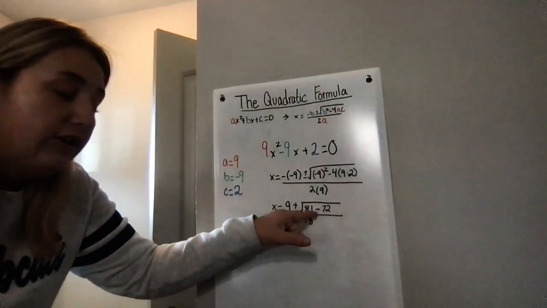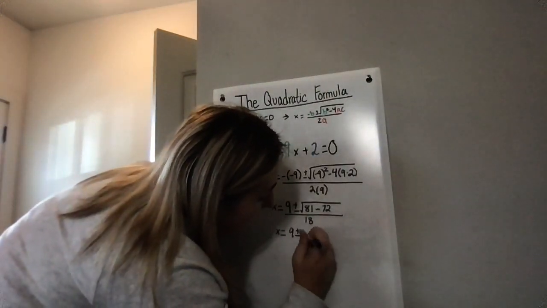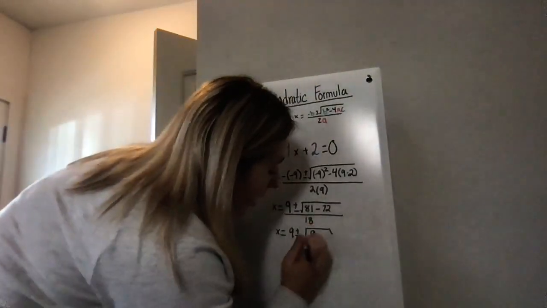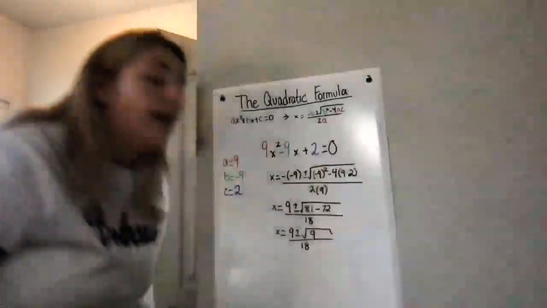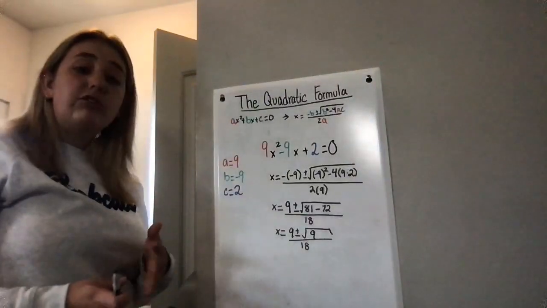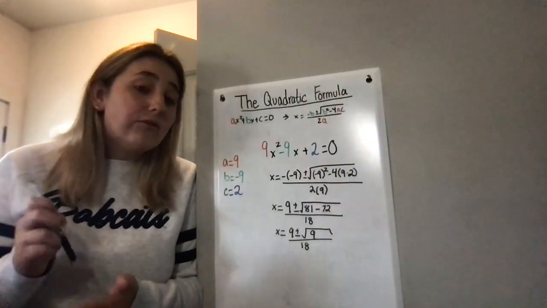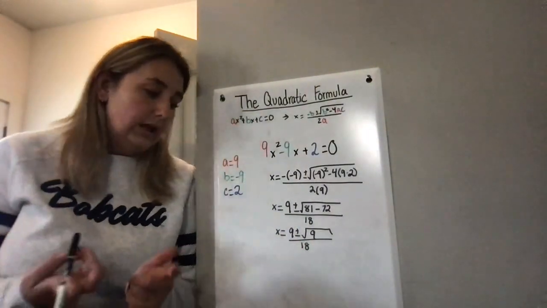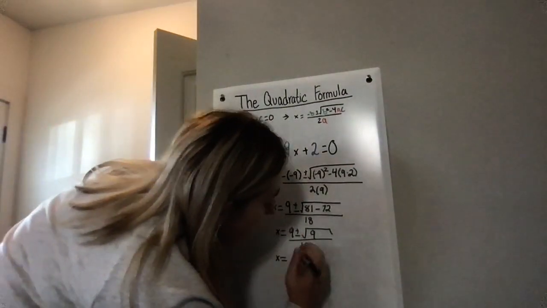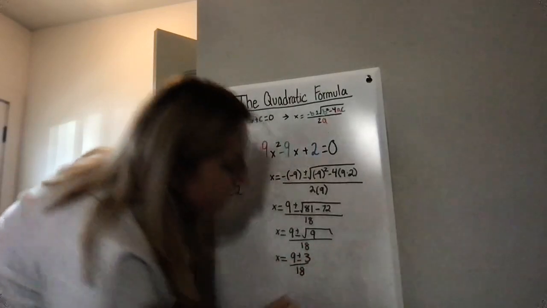And then you can easily do this part. So that becomes x equals 9 plus or minus the square root of 81 minus 72, which is 9, all over 18. Now 9 can be easily square rooted. You may have a situation where you cannot square root the number inside. That is okay. You can leave it as a square root or square root it to the best of your ability. But since 9 can be square rooted, we're going to square root it. So that becomes x equals 9 plus or minus 3 all over 18.